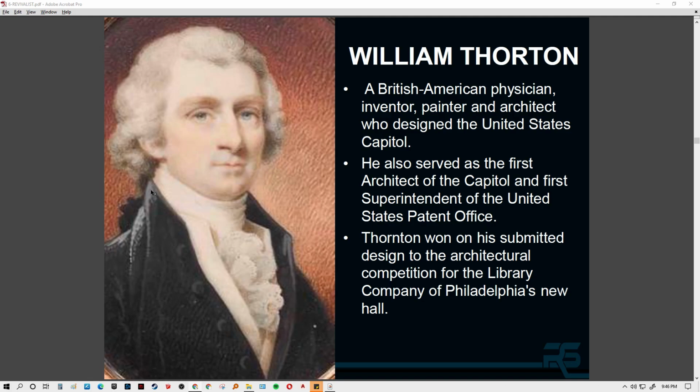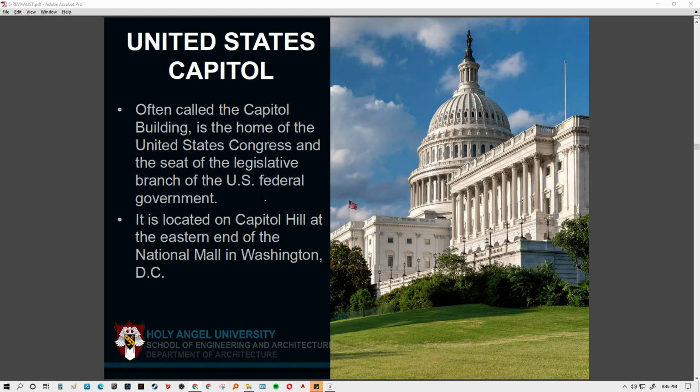So he worked with different people, and he is also the first superintendent of the United States Patent Office. He also won and submitted a design for the Library of Philadelphia's New Hall.